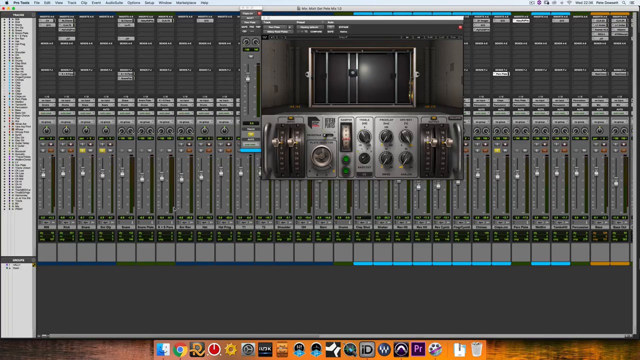So if I just turn on and off those two together, you can see what these were like before all the plates.